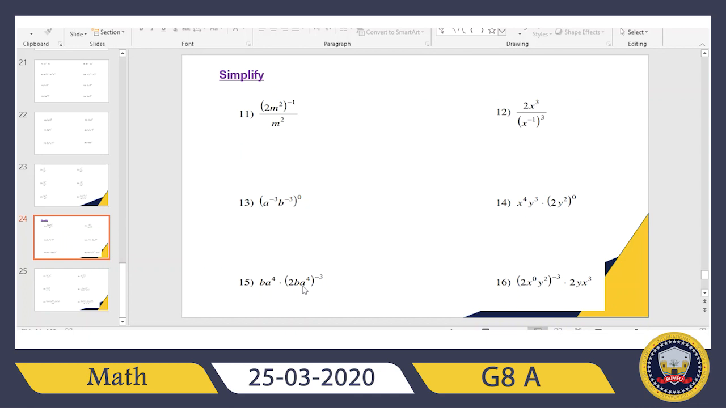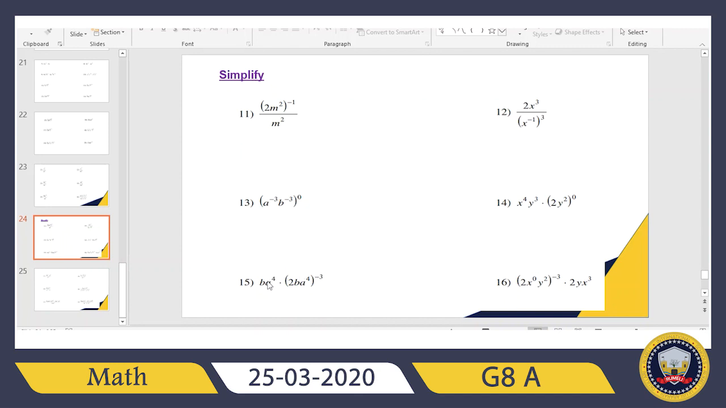I have the same base, so I will just add the powers. 1 plus negative 3, do they have the same sign or different signs? They have different signs, so I will subtract and put the sign of the bigger number. b power 1 plus b power negative 3, it gives me b power negative 2, right? b power negative 2.